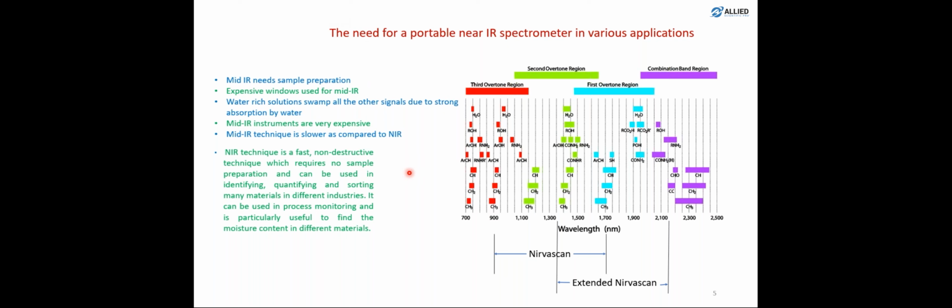These are the bands that help us to identify different ingredients. You can see the H2O band, the CH band for fat and sugars, and also the NH bands for protein, which you can use.